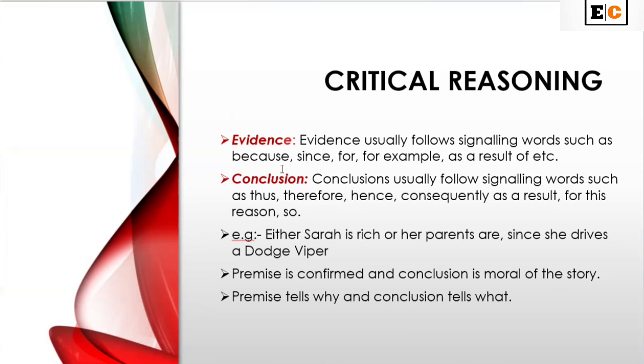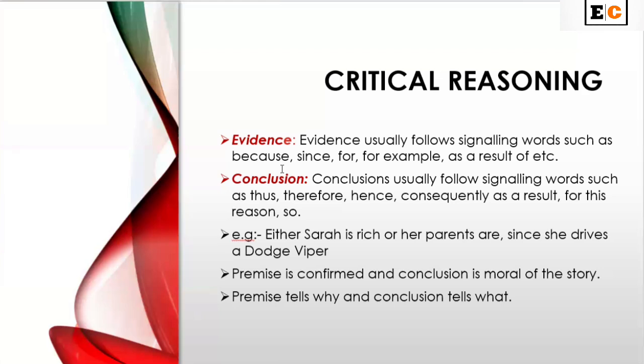Let us understand a few markers of evidence or premise, or a few signaling words. I mean, how to find evidence or premise in a sentence, passage or stimulus. If the passage contains the because family, such as because itself, since, for example, as a result, it is the marker of premise or evidence. What if the passage contains the so family, such as thus, therefore, hence, consequently, as a result, for this reason, and so itself? It means the so family is the marker of conclusions, or I can say signaling words of conclusion.